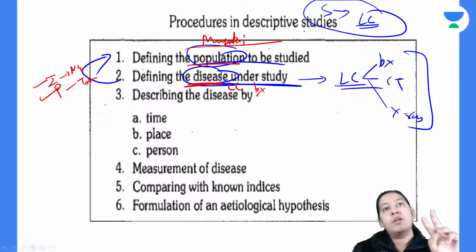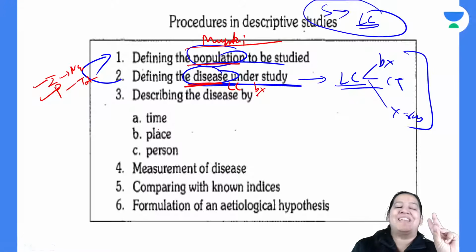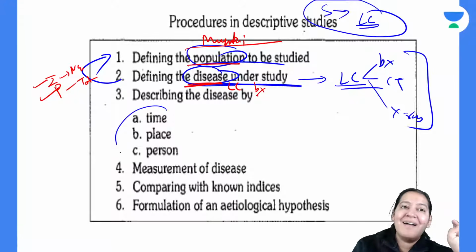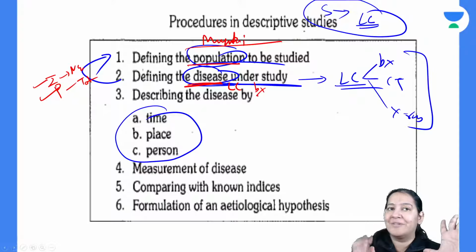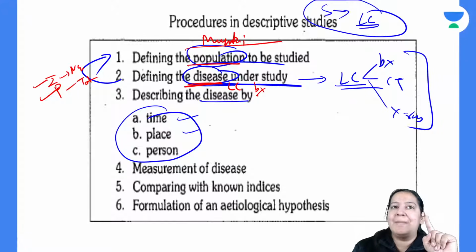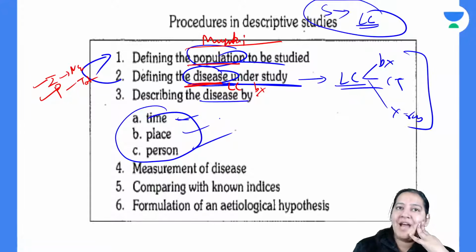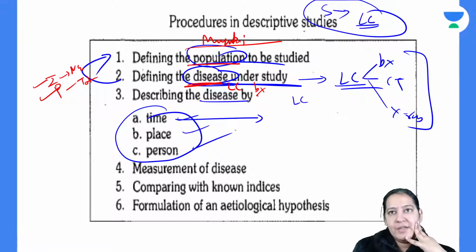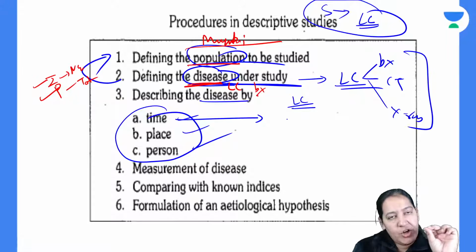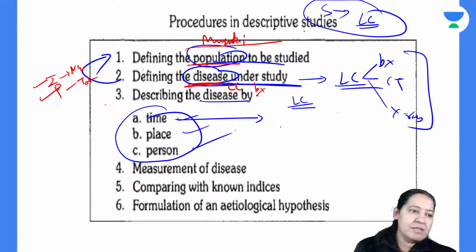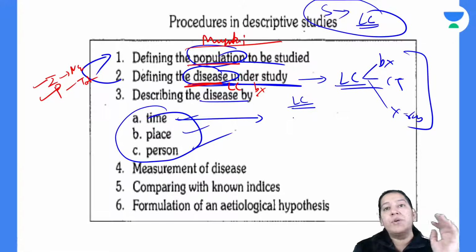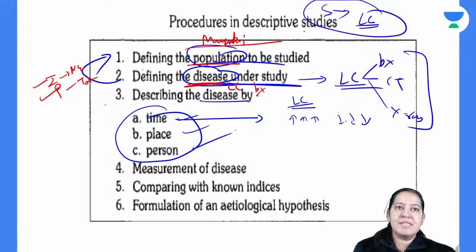That is step 2. Now the third step is the most crucial step, the heart of the descriptive study. Define your disease by time, place, person. What do you mean by that? Time: your disease is occurring at some particular point of a year, in summers or winters, or throughout the year. During the next 10 years, is your disease incidence increasing or decreasing? Which trend is your disease following? That is time. Define your disease according to time.